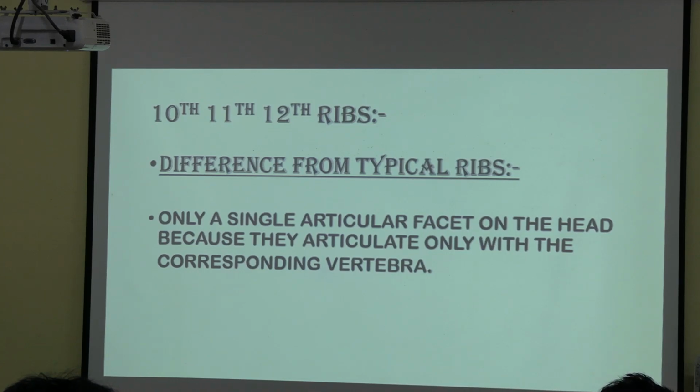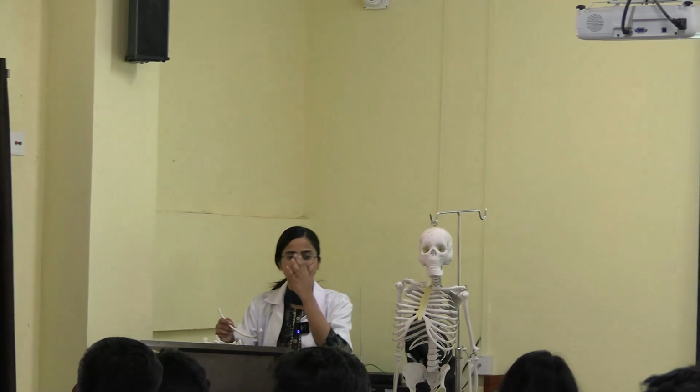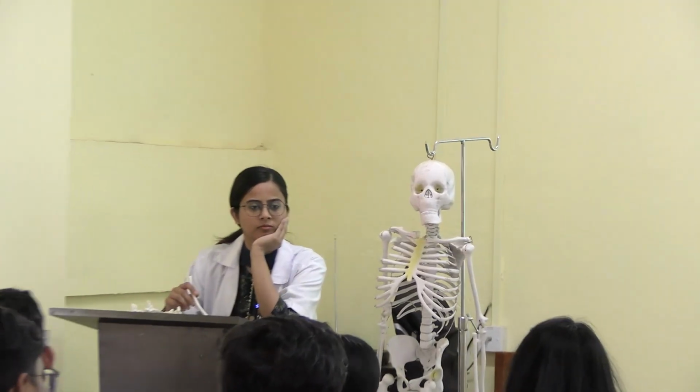So 3 ribs are left: 10th, 11th and 12th, okay? These 3 are atypical ribs. So you have been taught about the typical ribs, right? What are the typical ribs? And anterior and posterior, and what are the features of the posterior end?